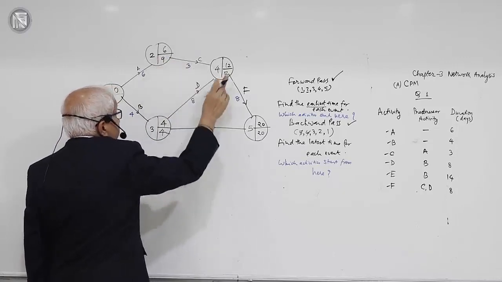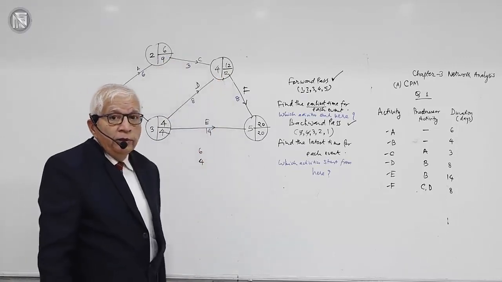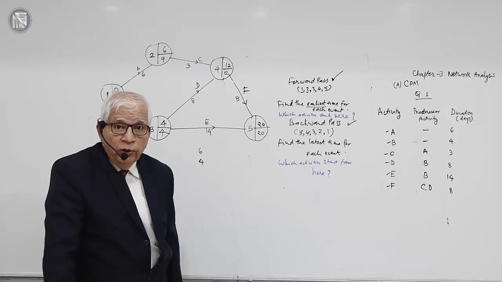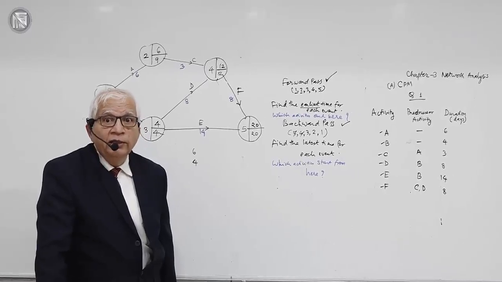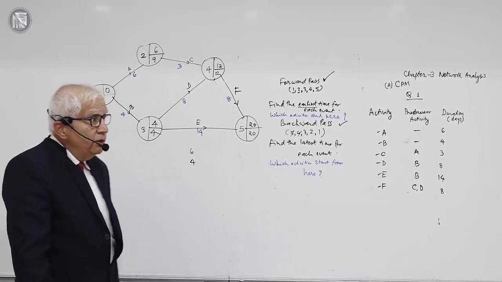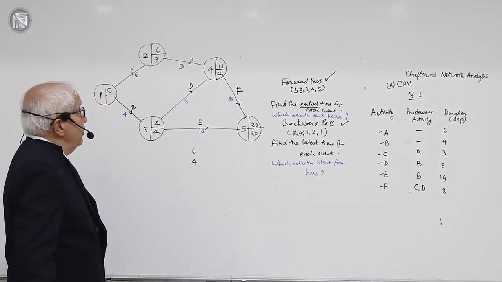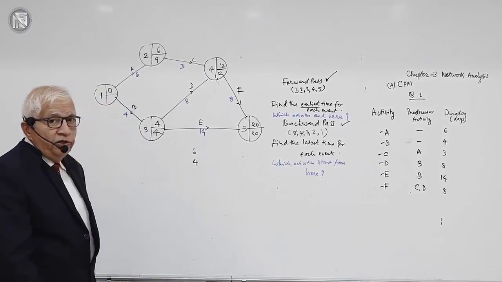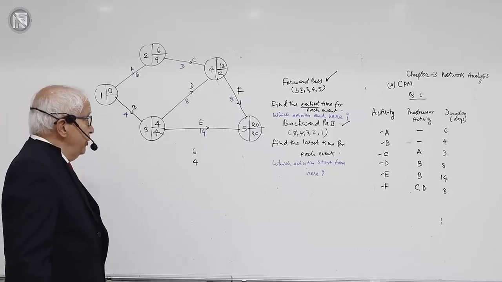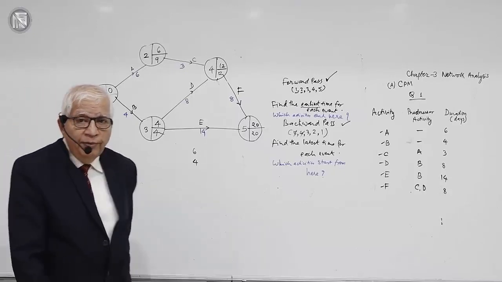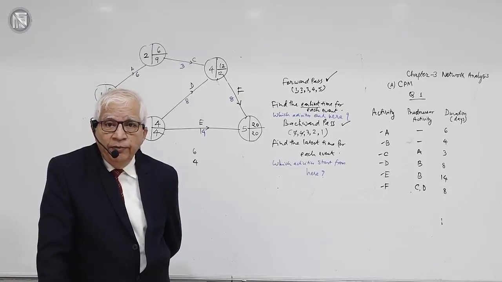And remember, there is only one activity starting from event 2. There is no other activity starting from event 2. Otherwise, I would have had to do another calculation as well. But since only one activity starts from event 2, that activity C or 2-4 tells me that event number 2 must happen latest by time 9.